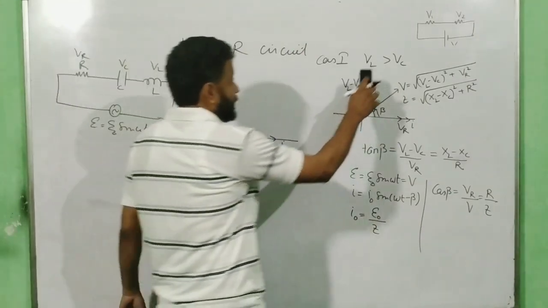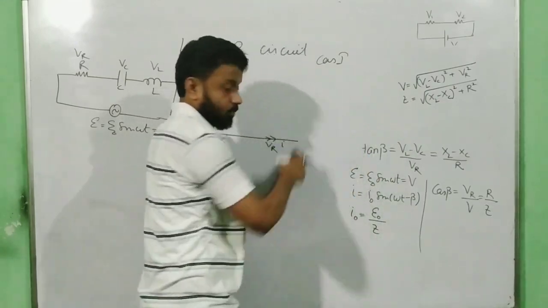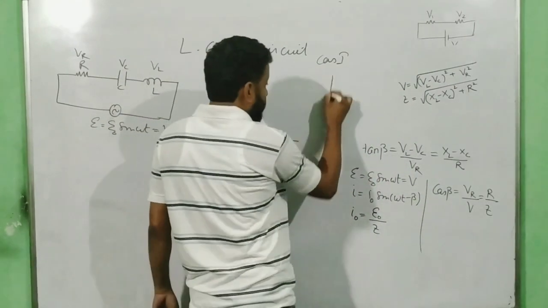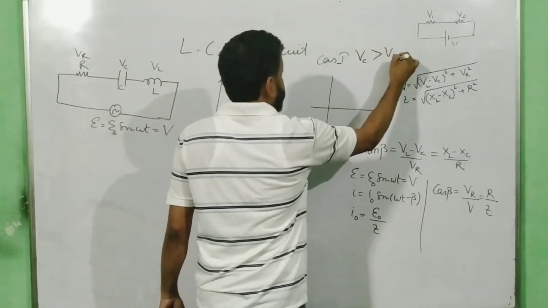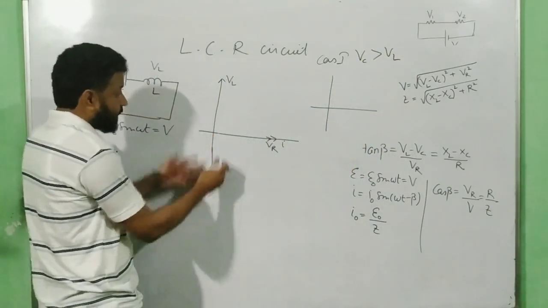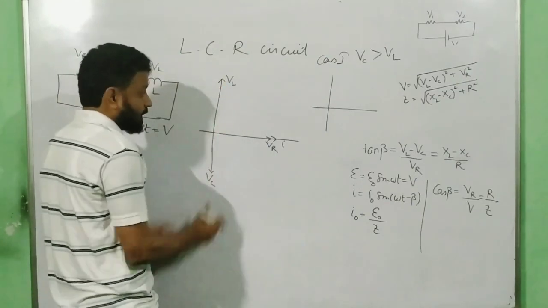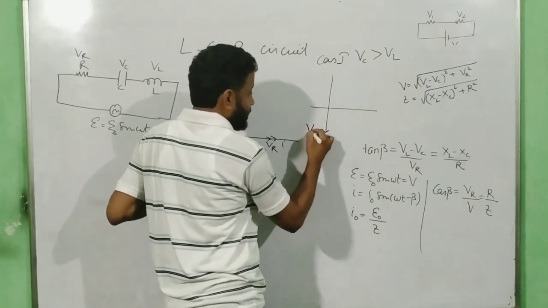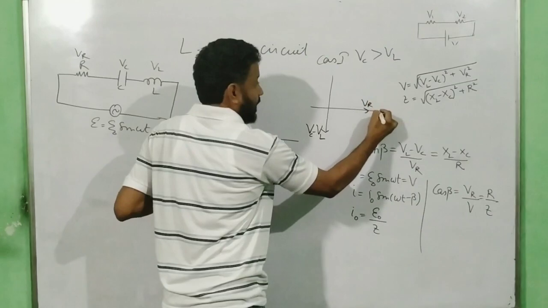Now let's go for case 2. I don't have to rub everything. In case 2, what if your VC is more than VL? So just imagine this to be minus 6 and this to be minus 2 plus 2. So minus 6 plus 2 is minus 4 downward. So here I will get VC minus VL, and this is my VR, and that is your current I.